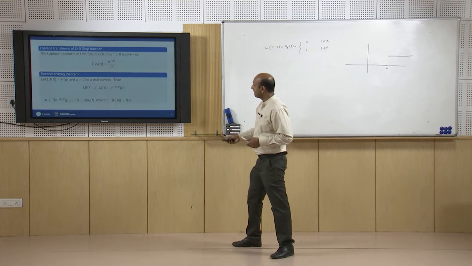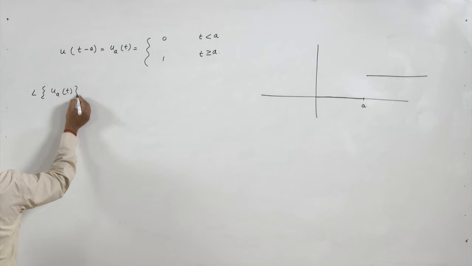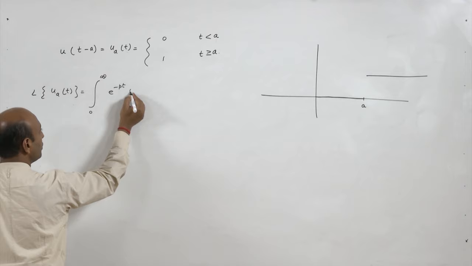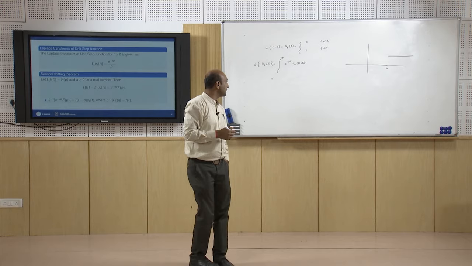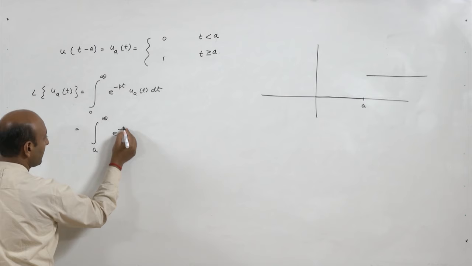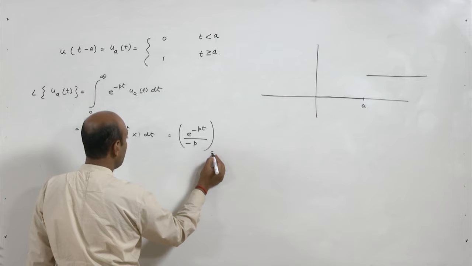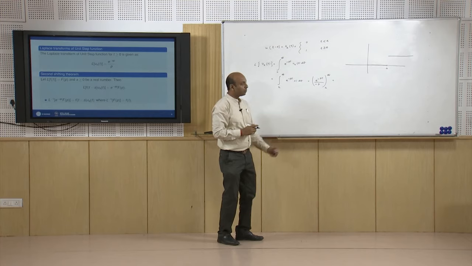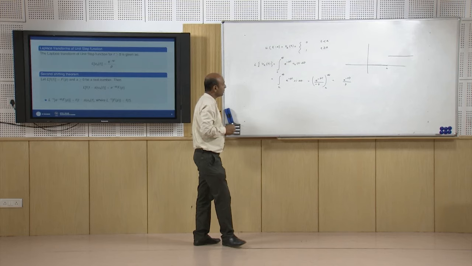Now, what is the Laplace transform of this function u_a(t)? One can easily find it as the integral from 0 to infinity of e to the power minus p t into u_a(t). By the definition, when t is less than a, u_a(t) is 0, and when t is greater than or equal to a, u_a(t) is 1. It is basically the integral from a to infinity of e to the power minus p t into 1, because otherwise it is 0. It is nothing but e to the power minus p t upon minus p from a to infinity. When t tends to infinity, assuming p greater than 0, it tends to 0, and when t equals a, it is e to the power minus a p upon p. So, this will be the Laplace transform of the unit step function.